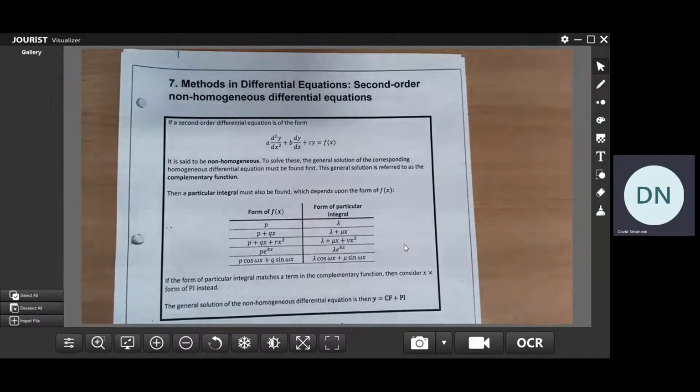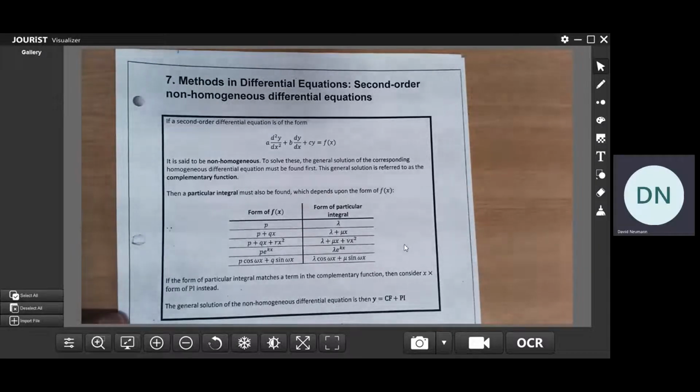Welcome to a further maths video on solving differential equations. Following on from solving homogeneous differential equations, which are equations which have equals 0 on one side, we're going to go on to solving non-homogeneous differential equations.